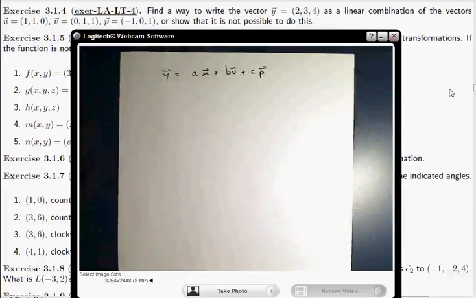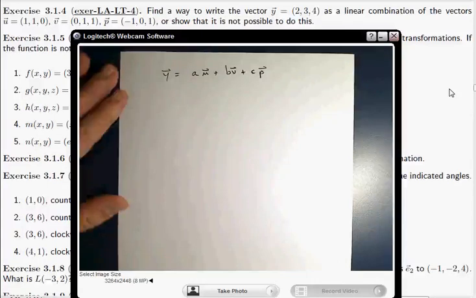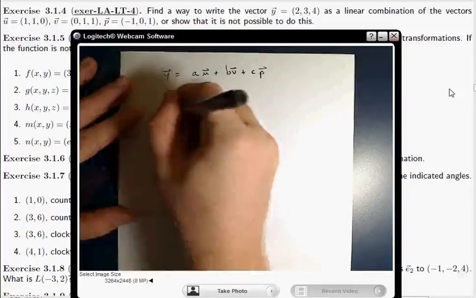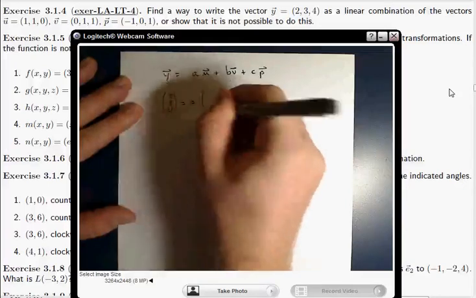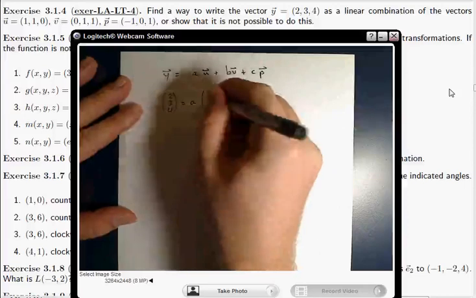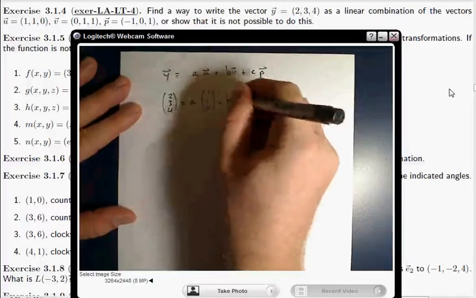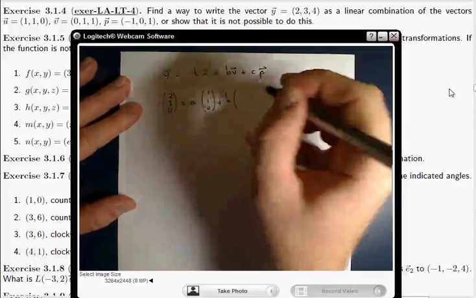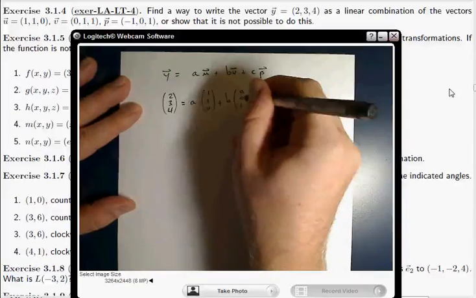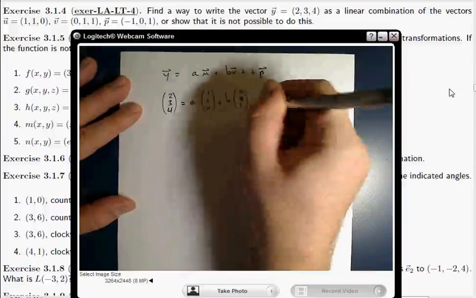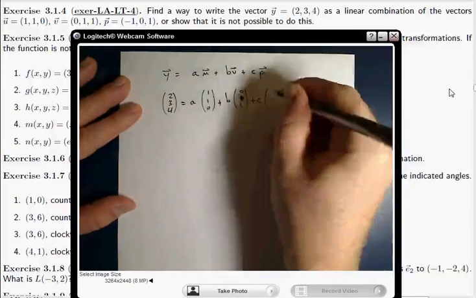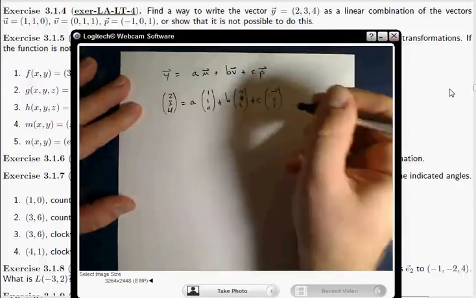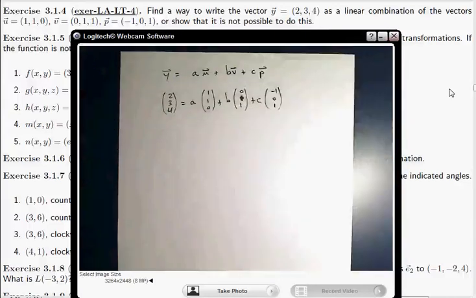All right, now let's expand this by components. The components of y are 2, 3, 4. And I would like that to be A times (1, 1, 0) plus B times (0, 1, 1), sorry, (0, 1, 1). Almost blew that. And this C times (-1, 0, 1). Okay, so what would this mean?